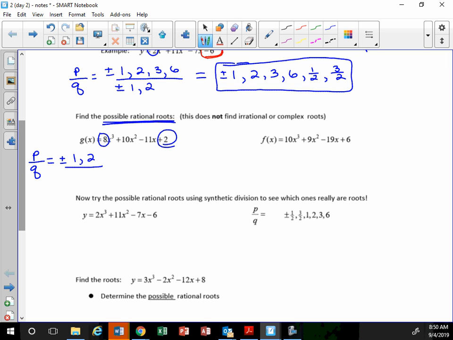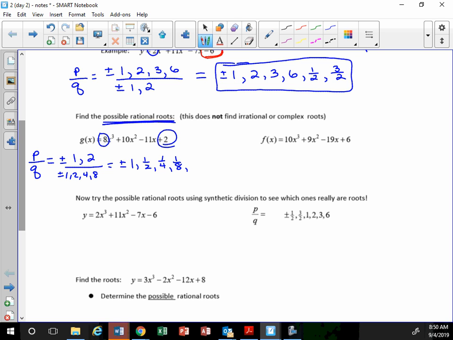1, 2, 4, 8, good. Okay. So my list, I'm going to start with 1 over each of those numbers. So 1, 1/2, 1/4, 1/8, and then I'll do 2.